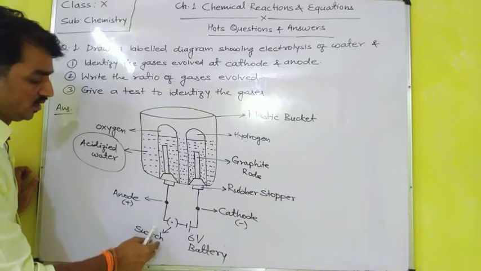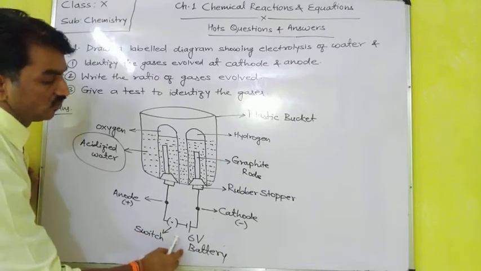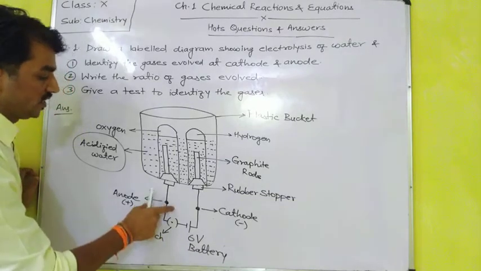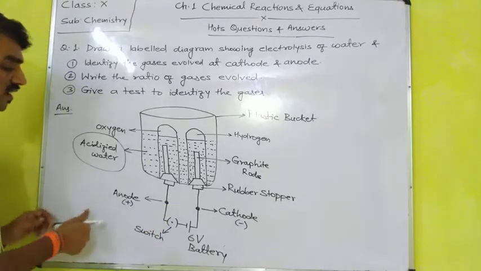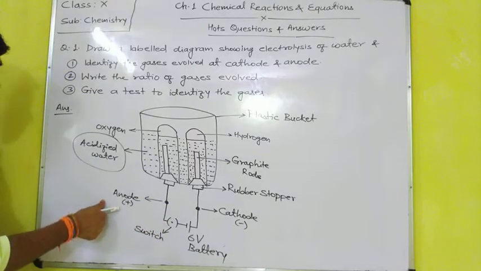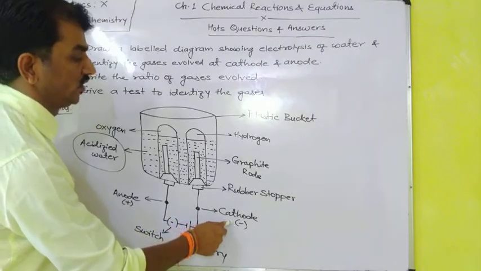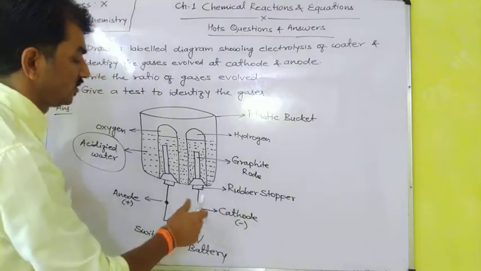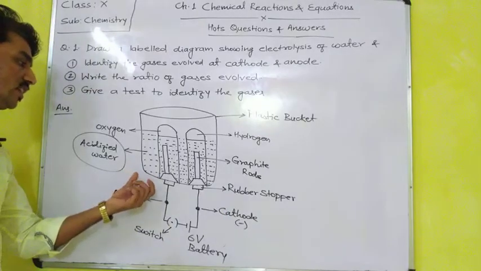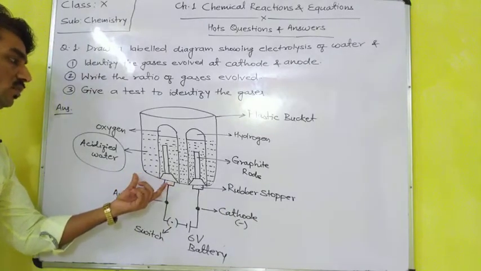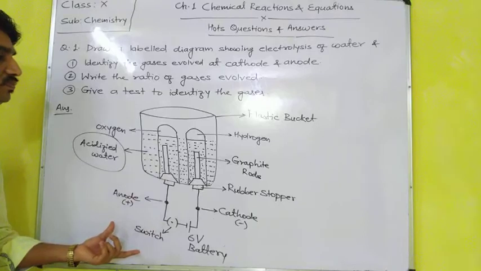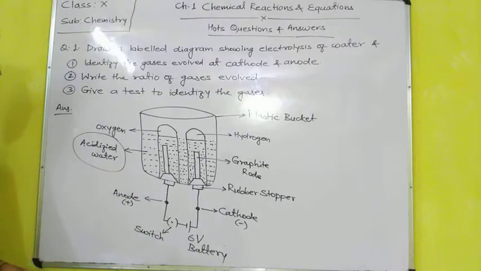We have to put one switch and a 6-volt battery. This electrode is denoted as the anode, which has a positive charge, and this electrode has a negative charge, which is known as the cathode. We have to put rubber stoppers, and if necessary use adhesive to prevent leakage of water.